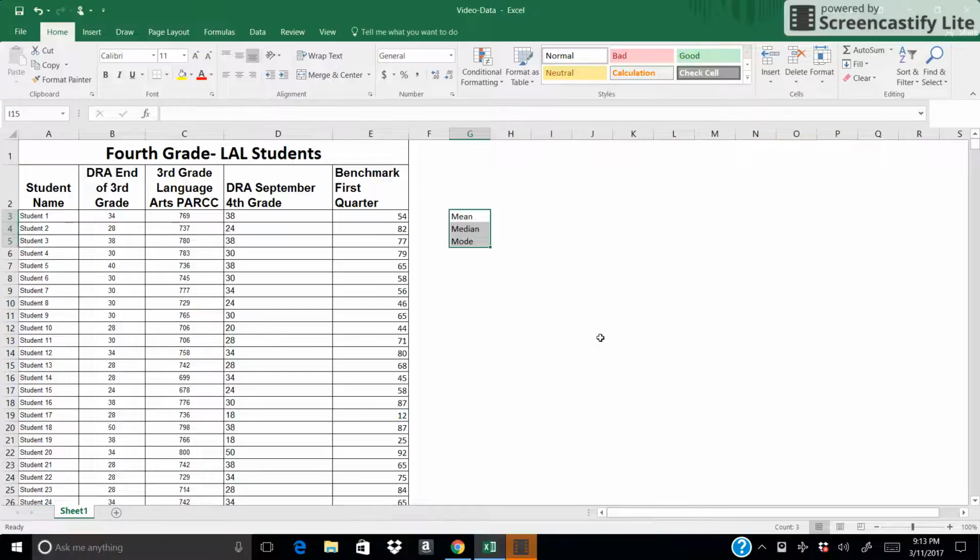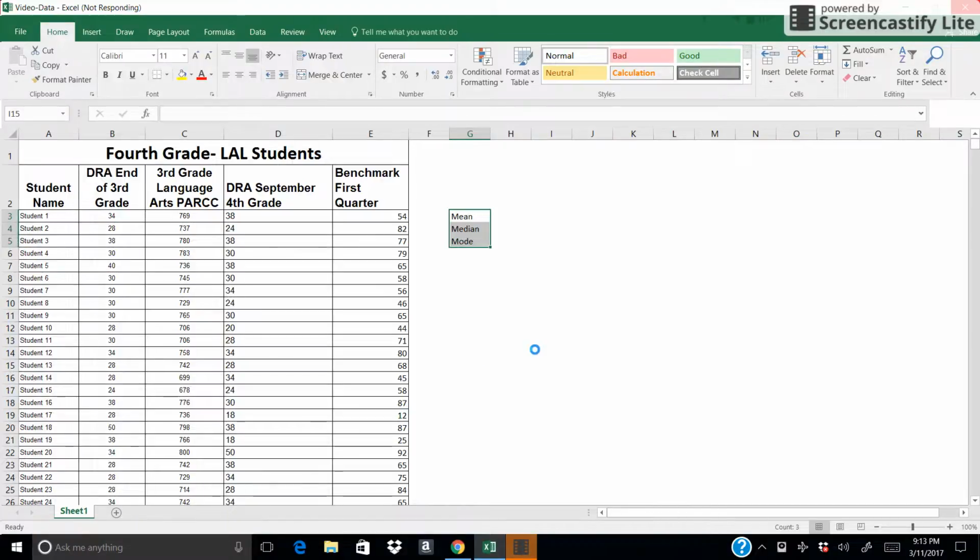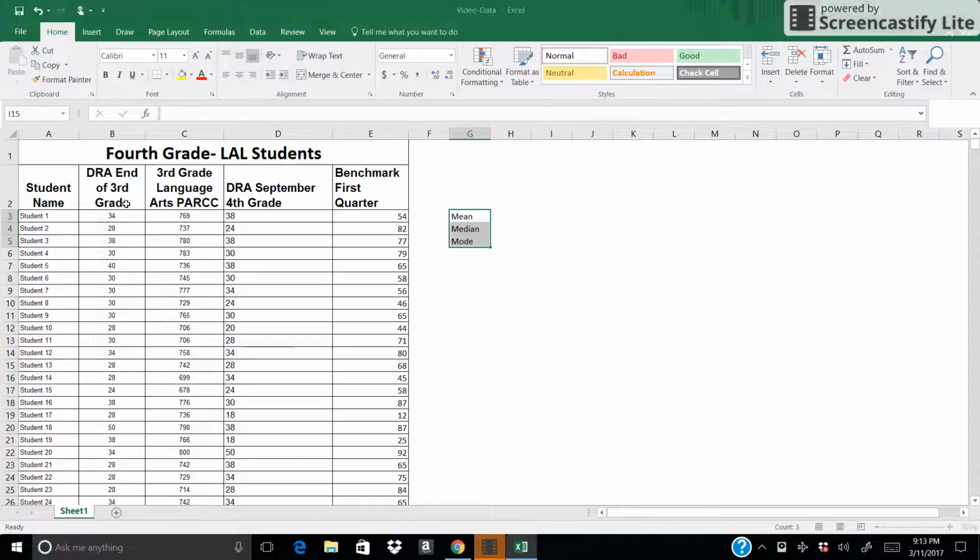Once the researcher has collected their data, the first thing they need to do is organize it. I organized it by student name, DRA from last year, third grade PARCC scores, DRA from fourth grade, and benchmark for the fourth quarter. So what I'm going to be looking for today is the mean.